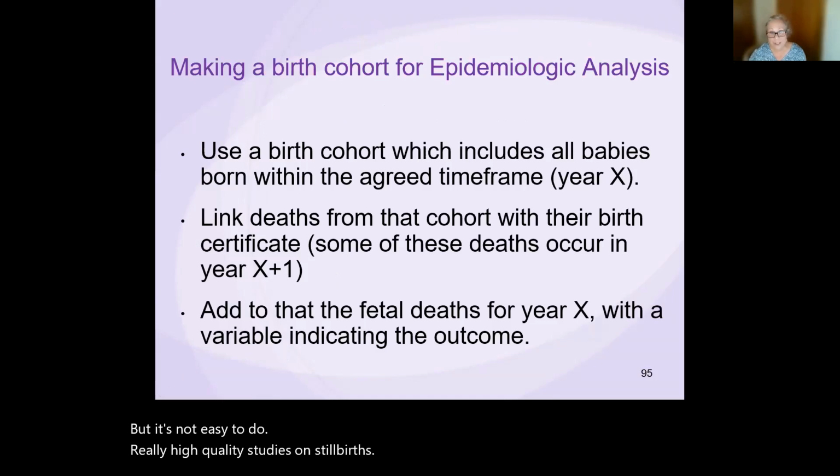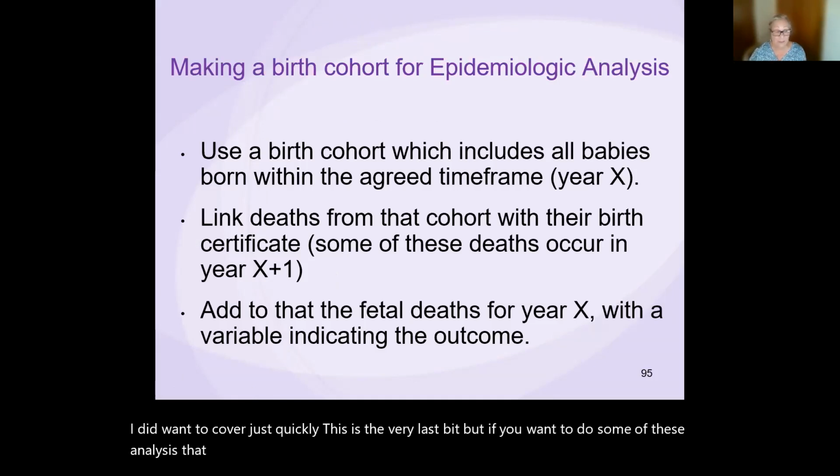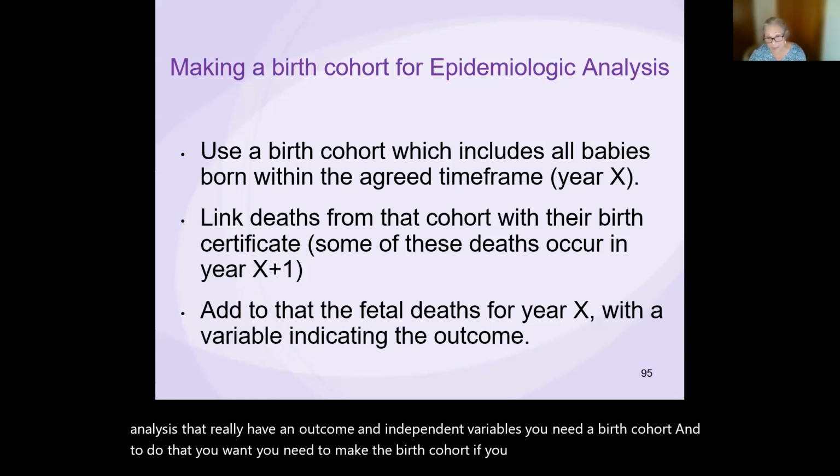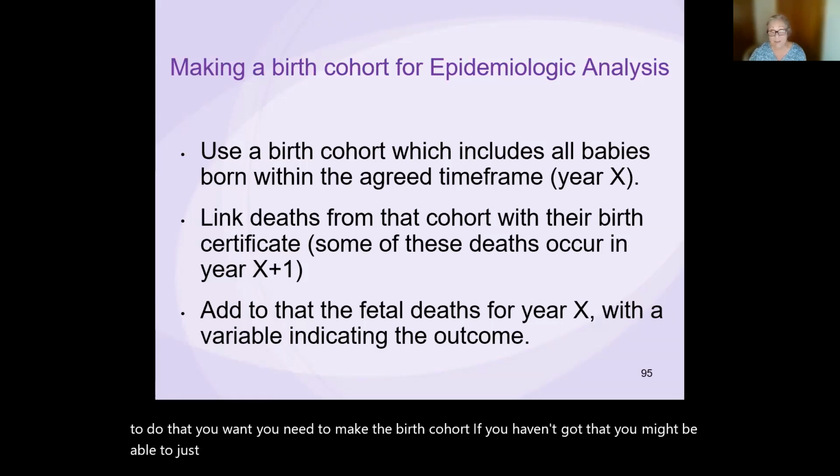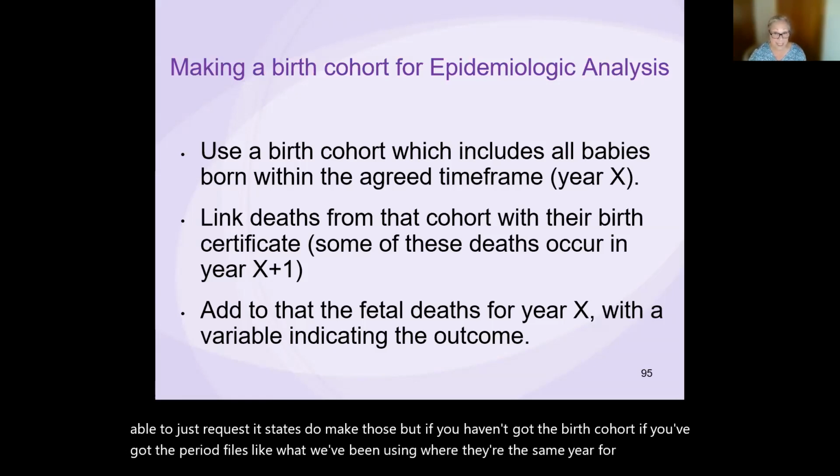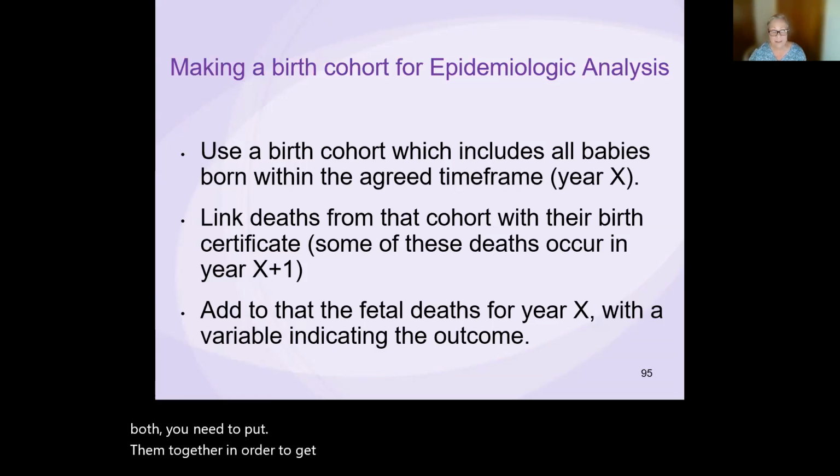And I did want to cover just quickly, this is the very last bit, but if you want to do some of these analyses that really have an outcome and independent variables, you need a birth cohort. And to do that, you need to make the birth cohort if you haven't got that. You might be able to just request it. States do make those. But if you haven't got the birth cohort, if you've got the period files like what we've been using, where they're the same year for both, you need to put them together in order to get the right file. This is just a quick overview of how you do that.